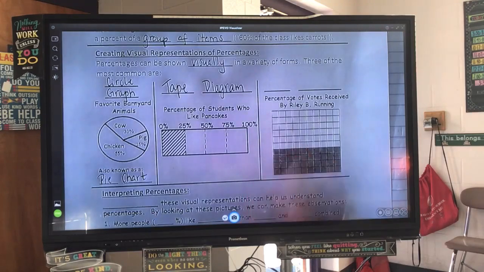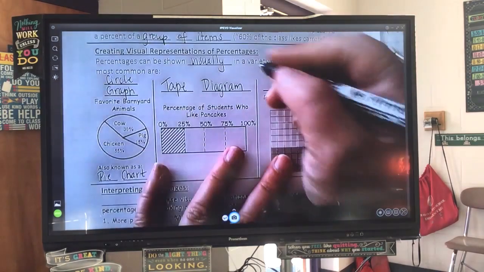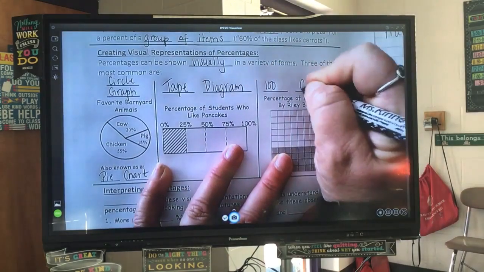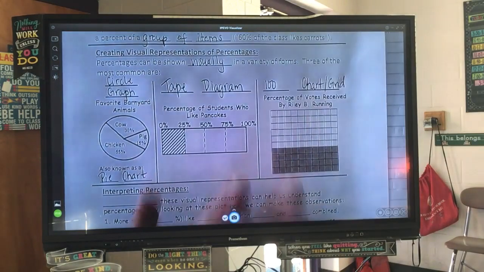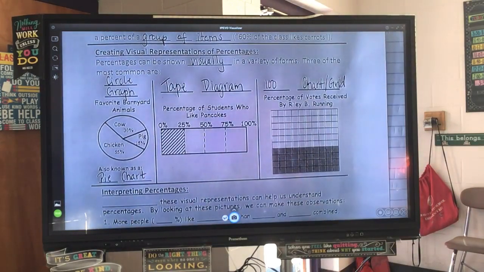Alright, and then the last one. What is this one? 100 chart. 100 chart or 100 grid, whichever one you want to call it. Alright, so there are your visuals.